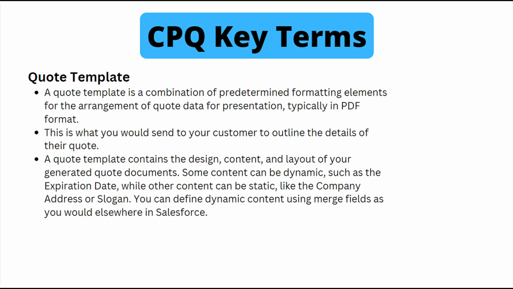Some of this content can be dynamic, such as the expiration date, while other content can be static, such as the company address or the slogan. You can define the dynamic content using merge fields. So on the quote document itself, you may outline certain merge fields. These merge fields would pull the data from specific fields in Salesforce, such as the quote's primary contact name.